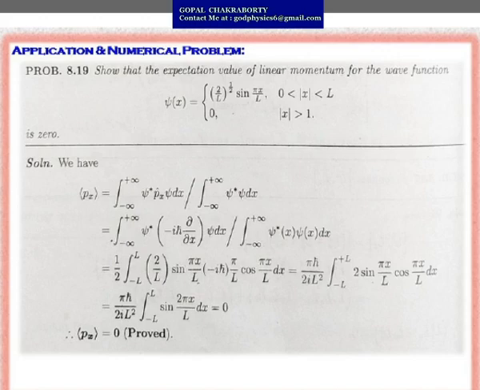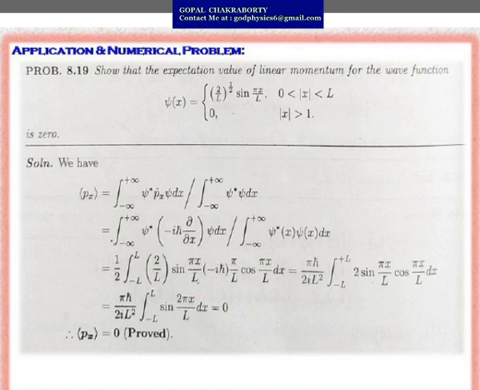So that's equal to half integration minus L to L, root 2 by L sin pi x by L, minus i h cut pi by L cos of pi x by L dx. So that value is equal to pi h cut by 2iL square integration minus L to plus L, 2 sin pi x by L cos pi x by L dx.